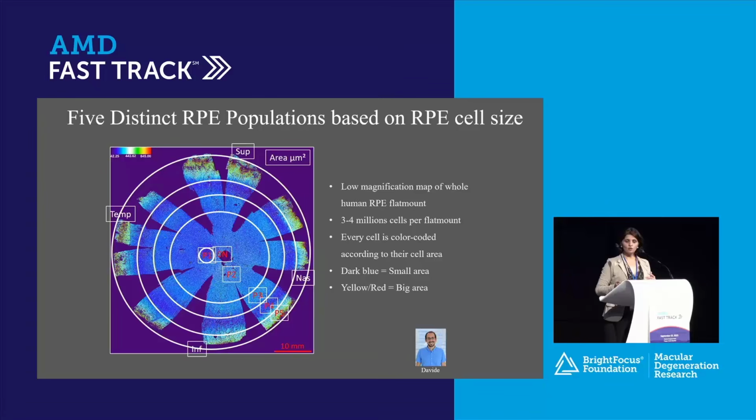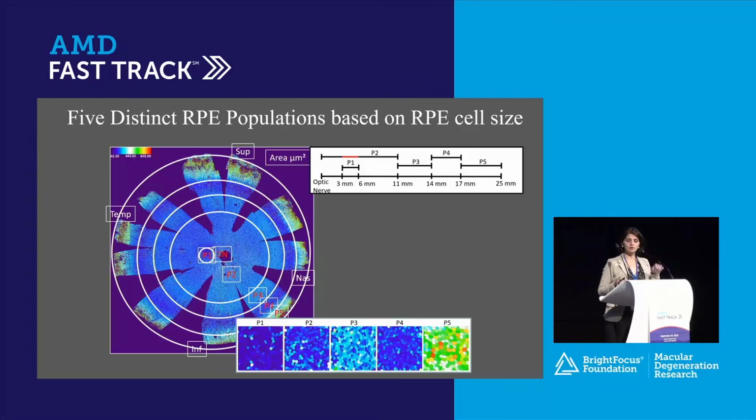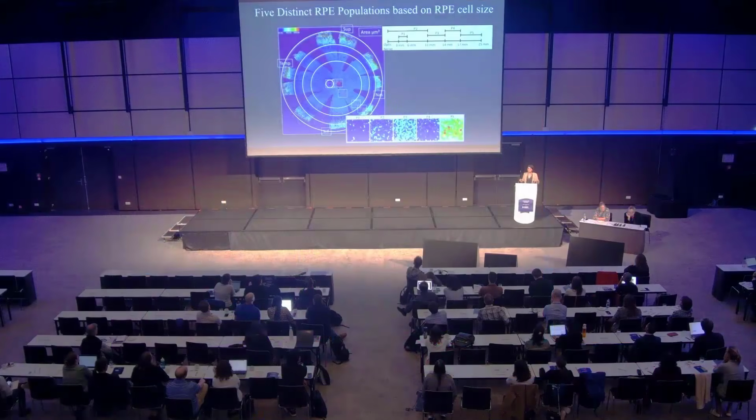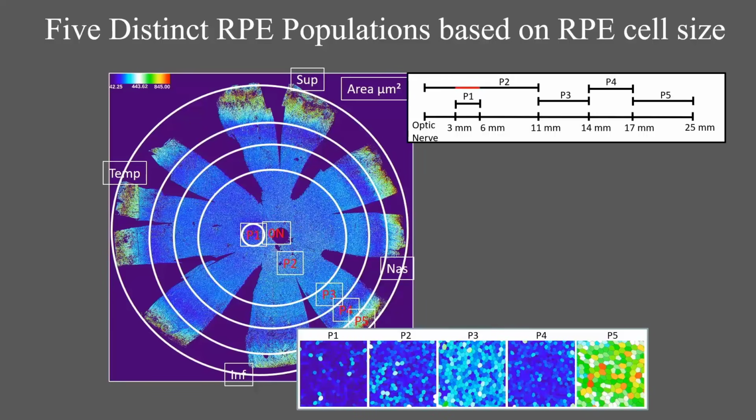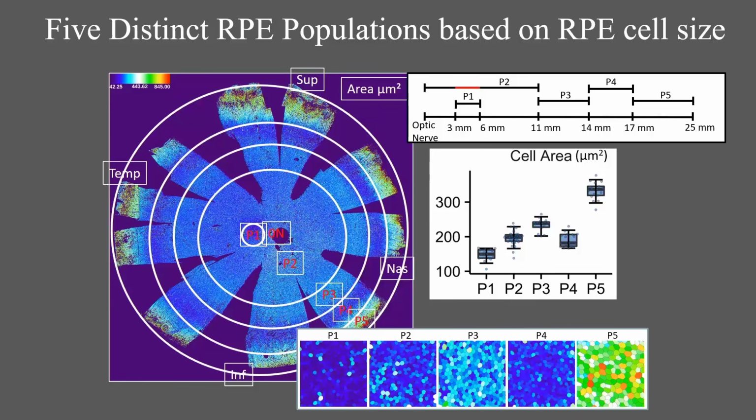So if I have to tell you how far these populations were from the optic nerve, the schematic on top tells you the distance of these populations from the optic nerve. ON is optic nerve, and the bottom panel is the enlarged views of the heat maps of the area. Like I said, dark color tells you the cells are smaller, and the orange or the yellow color tells you cells are bigger. And this is the box plot of these cell areas that the Reshape quantified. So as you can see, P1 is the smallest population, P2 goes up, then P3, and then P4 is another smallest population, and P5 close to ora serrata is the biggest population.